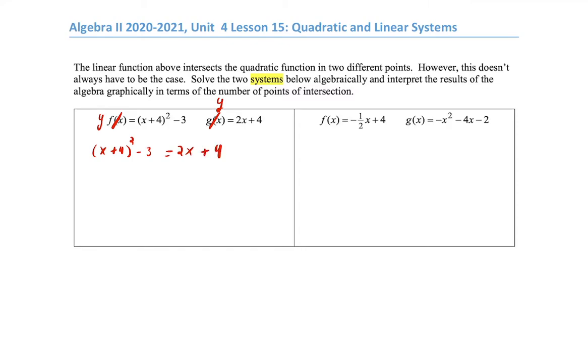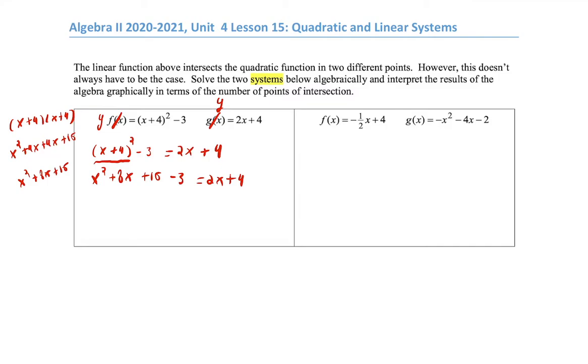To solve this, I need to first expand this out. x plus 4 squared, which is x plus 4 times x plus 4. I'm just going to do that over on the side. x squared plus 4x plus 4x plus 16. x squared plus 8x plus 16, okay? x squared plus 8x plus 16 minus 3 is equal to 2x plus 4.